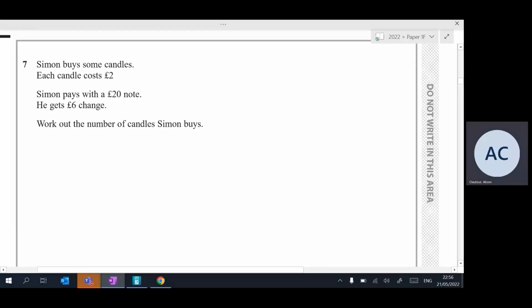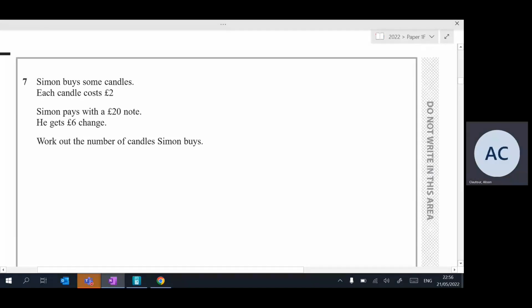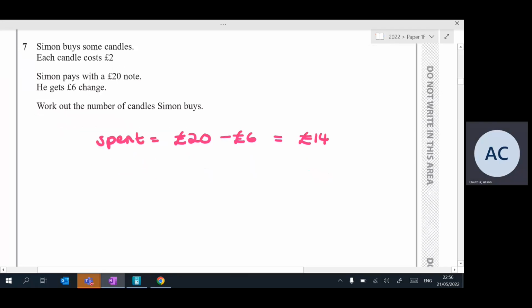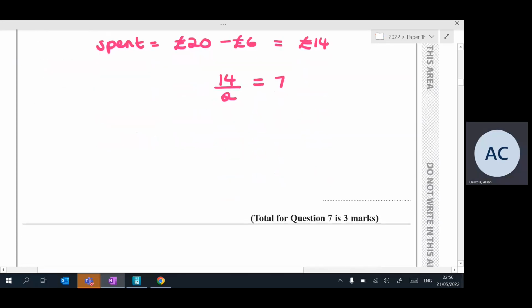Question 7. Simon buys some candles for £2 each, pays with a £20 note and gets £6 change. Okay, so he spent £20 minus his change. He spent £14. So each candle is £2. I want to see how many 2s are in 14, which is 7. So he's bought 7 candles.